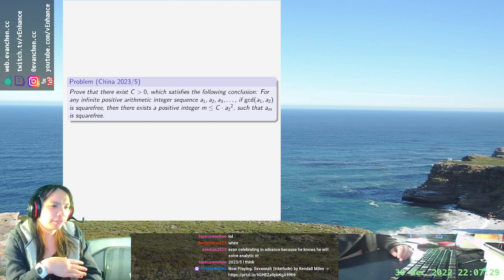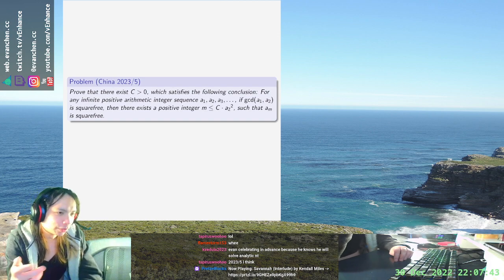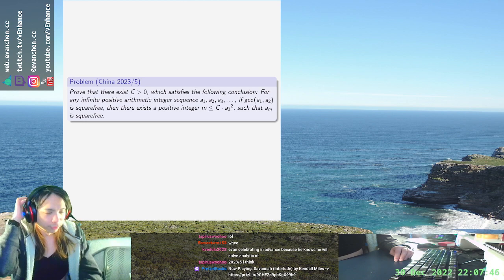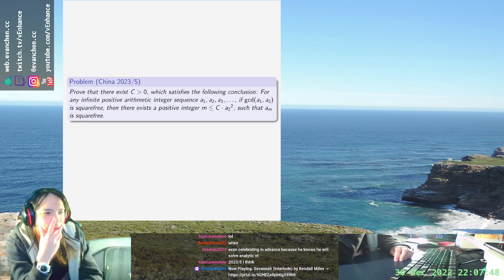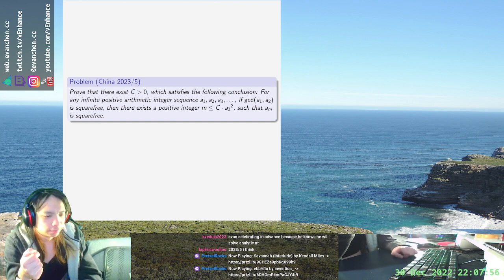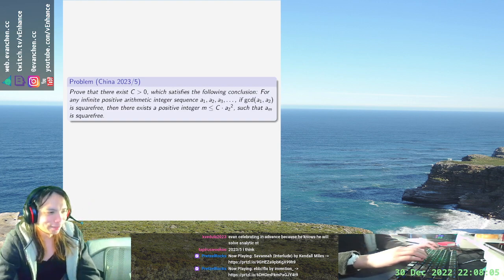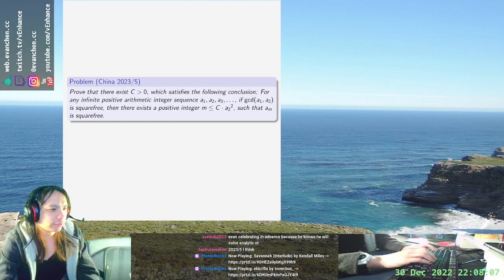So basically, you have this infinite arithmetic sequence. You're told that the GCD of the things is not a square, which is good, because if it's a square, then you're obviously screwed. And you want to show that there's an index which is not too big, on the order of a2 squared, such that am is square free. So, okay, we should just be able to do this, right? Maybe? Let's find out.